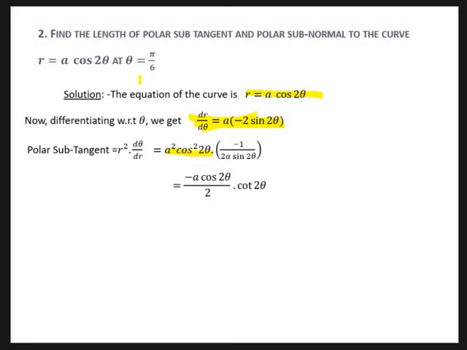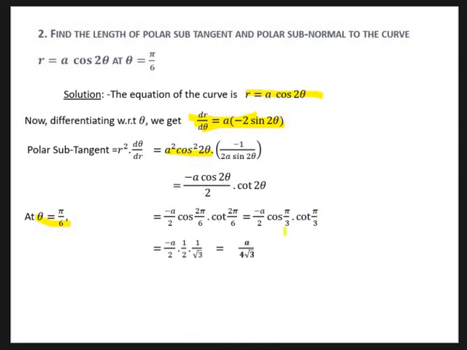Now at the given angle, let us find out the value of the polar subtangent. At theta is equal to 5 by 6, see this is the given value of the angle. So at theta is equal to 5 by 6, the polar subtangent is equal to minus a by 2 cos 2 theta, that is 2 into 5 by 6, into cot 2 into 5 by 6. That is equal to minus a by 2 cos 5 by 3. See, 2 into 5 by 6 means it is 5 by 3. Cos 5 by 3 into cot 5 by 3.